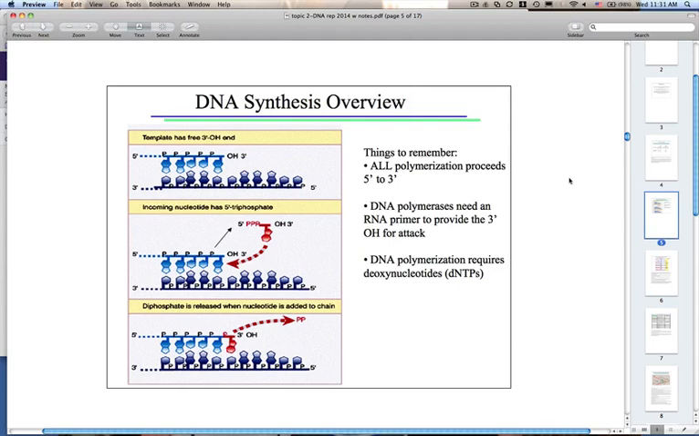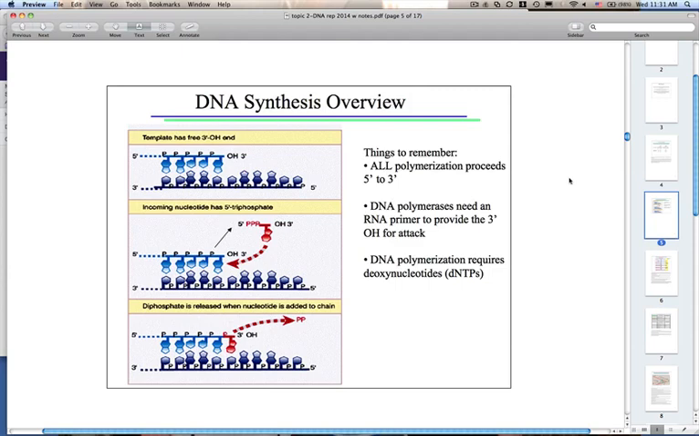It means that the 3' hydroxyl is always going to attack that next nucleotide that's coming in between the alpha and beta phosphates that are on the 5' position. Then this guy gets in, the pyrophosphate gets ditched out, okay? So that's providing the energy for the reaction as well, okay?